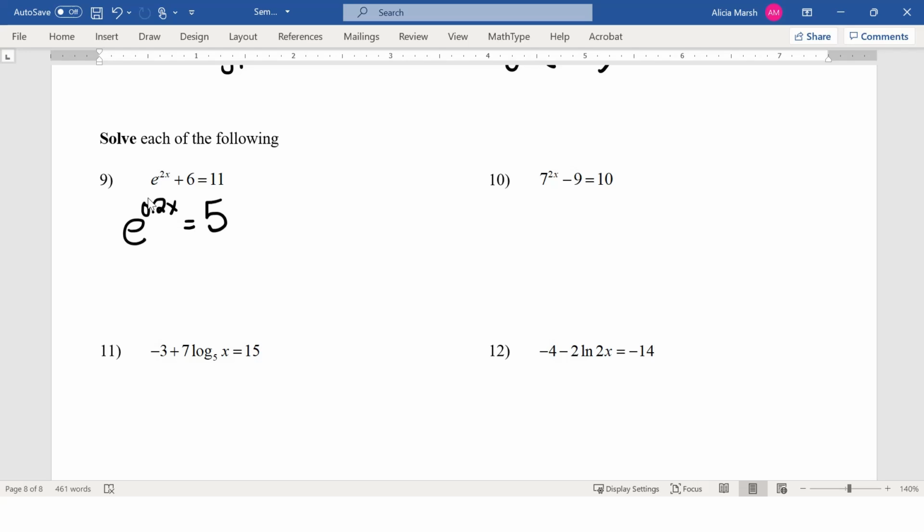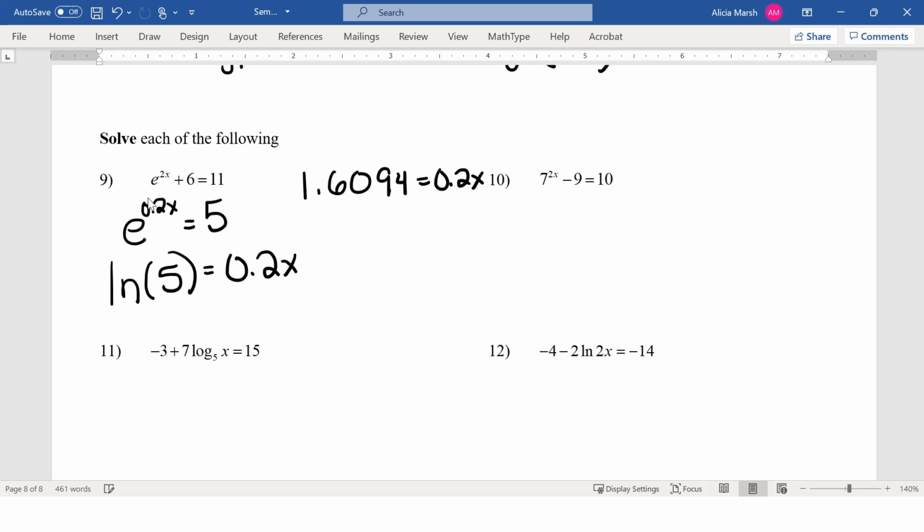And then remember, we're stuck in exponential, so we got to go to log. Ultimately, since it's an e, we are going to get a log base e, or ln. So we're going to have a natural log of 5 equals 0.2 times x. ln of 5, I'm using my calculator here. I get a value of 1.6094, and I'm going to set that equal to 0.2x. Divide that by 0.2, and we are going to get an answer of 8.0472. There we go.